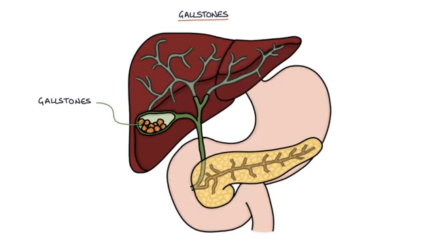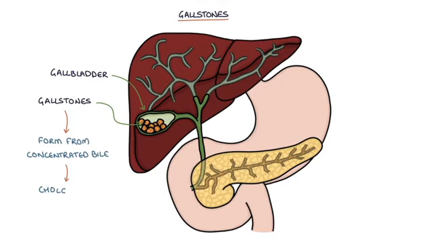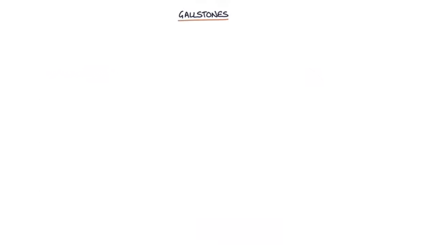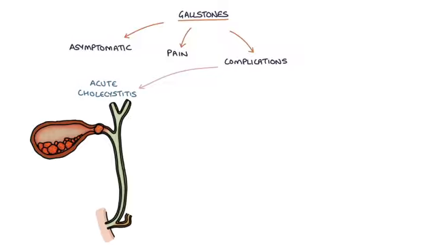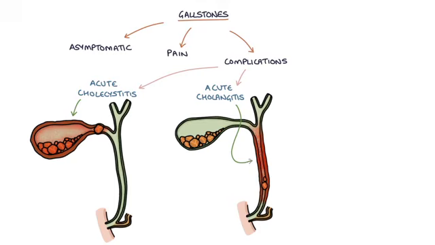Gallstones are small stones that form within the gallbladder. The stones form from concentrated bile in the bile duct. Most stones are made of cholesterol. Gallstones may be completely asymptomatic. They can also cause pain and lead to complications such as acute cholecystitis, acute cholangitis, and pancreatitis.